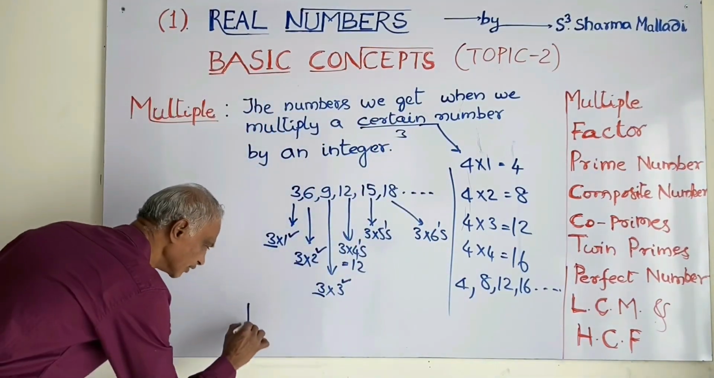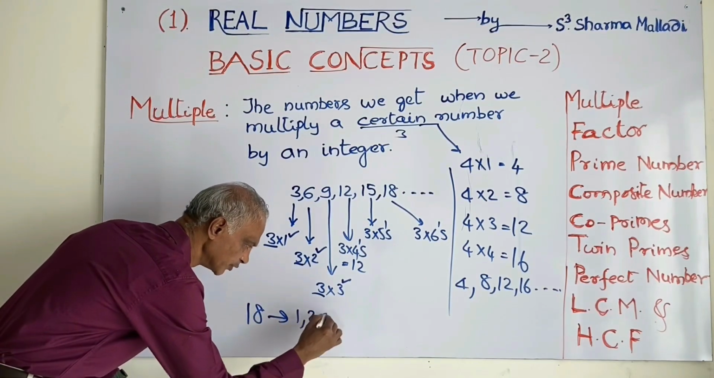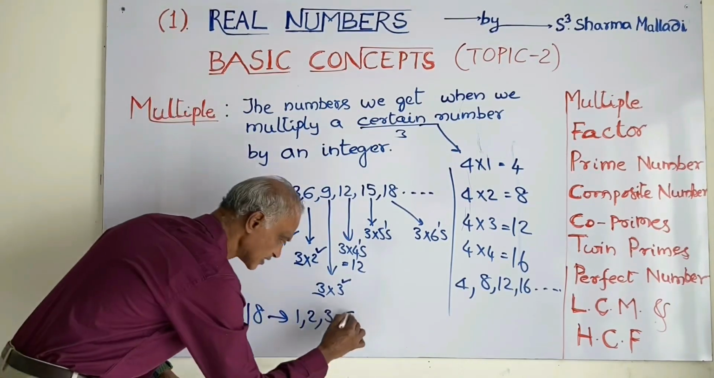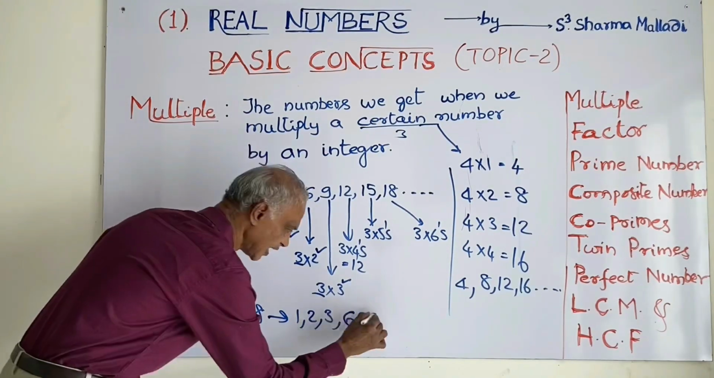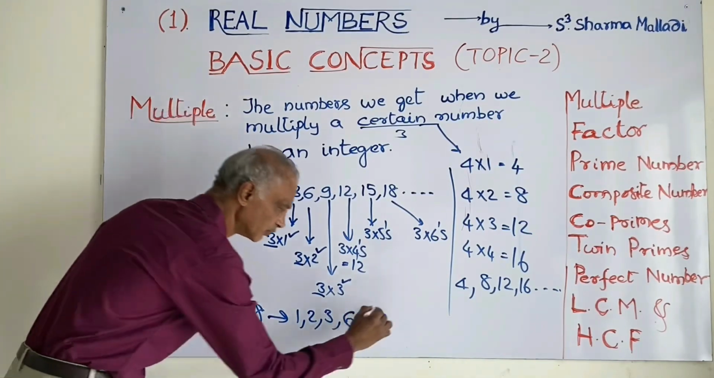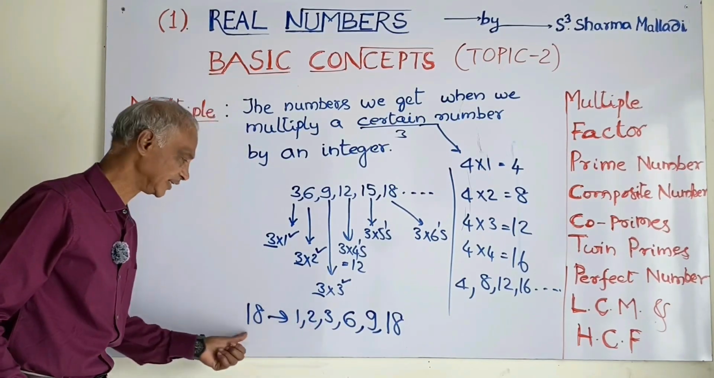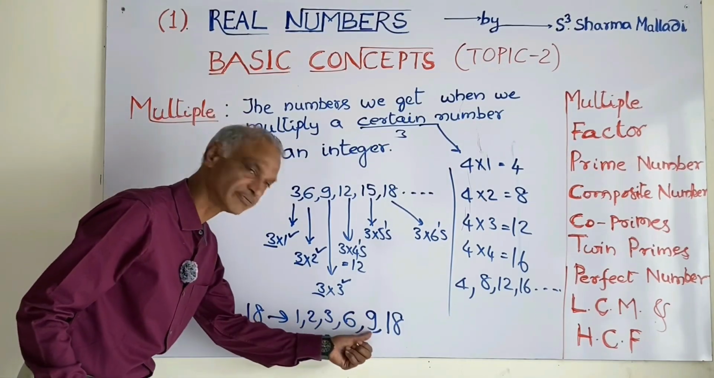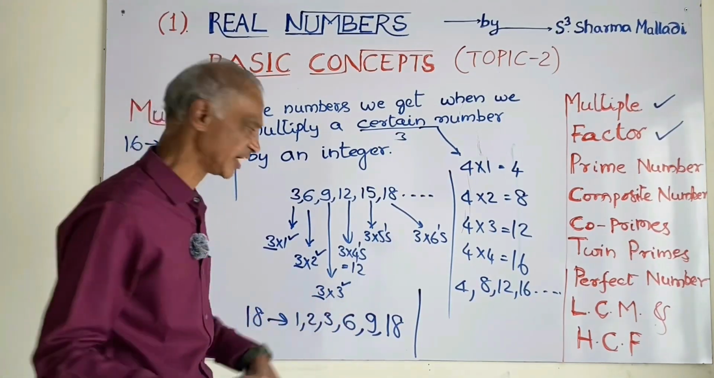If you take 18, 18 is a multiple of 1, 2, 3, 6, 9 and 18. What is a multiple of 1? 18. What is a multiple of 2? 18. Of 3? 18. Of 6? 18. Of 9? 18. Of 18? 18.